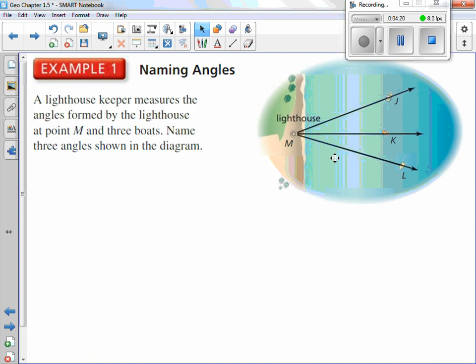So, naming angles. Naming angles is going to be the first thing we're really looking at. A lighthouse keeper measures the angles formed by the lighthouse at point M and 3 boats. Name 3 angles shown in the diagram. Well, let's just go on and name them all. So what's one angle that we have here?